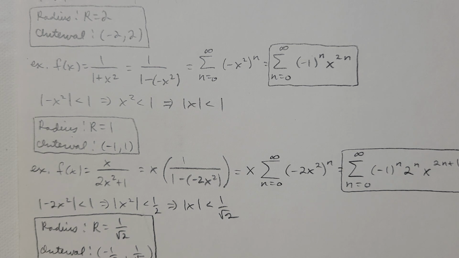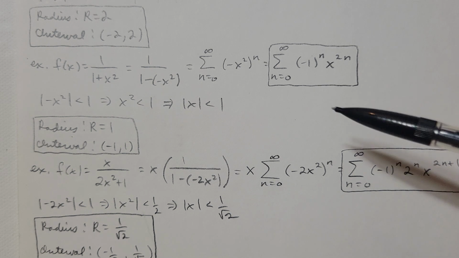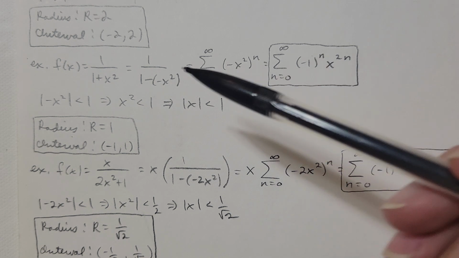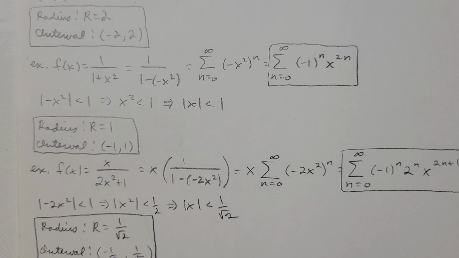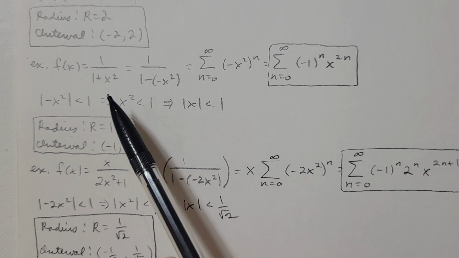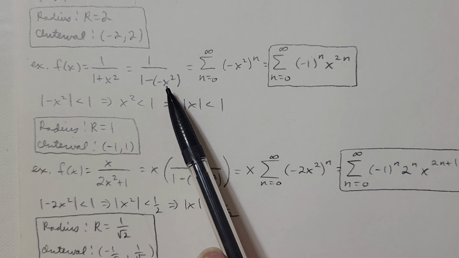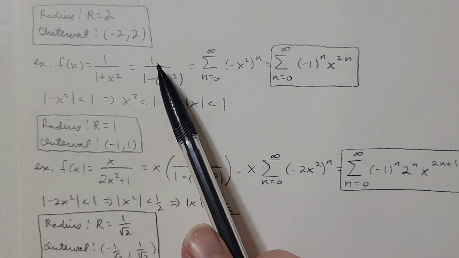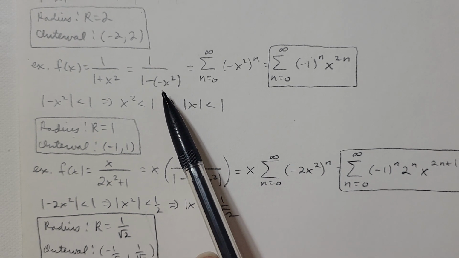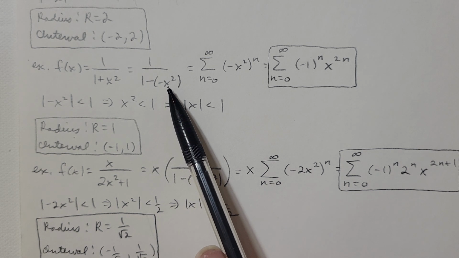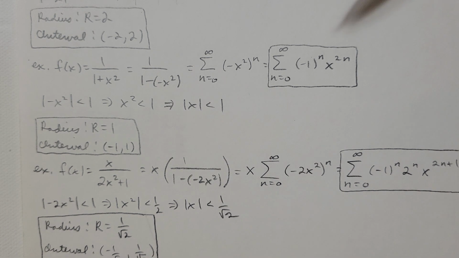What does that look like as a power series? Well, I need to get this into the form a divided by 1 minus r. 1 plus x squared is the same as 1 minus a negative x squared. So the a value is 1, and the r value is negative x squared. So go to the power series representation now.